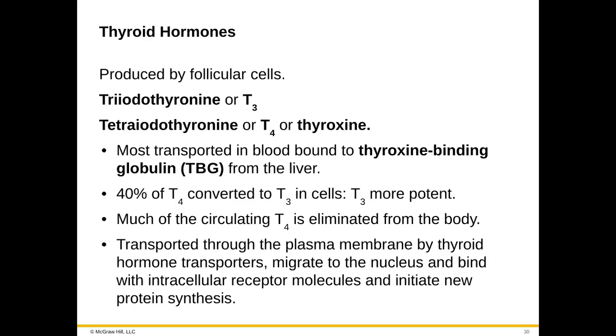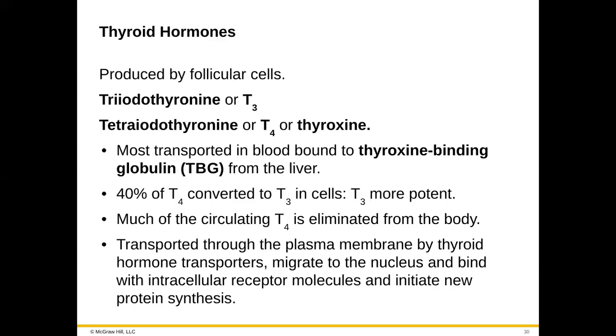So, most is going to be transported in the blood bound to this thyroxine binding globulin that's produced from the liver. So, we'll refer to this as TBG. A little bit less than half the time, 40% of T4 is going to be converted into T3 in the cells. T3 is typically more potent, so T4 gives us a little bit less potent version of thyroid hormone. So much of the circulating T4 is going to be eliminated from the body.